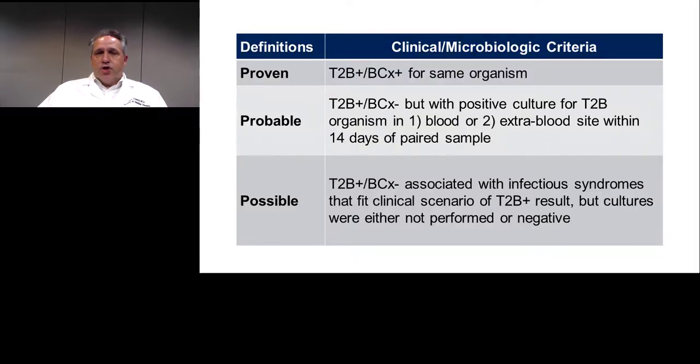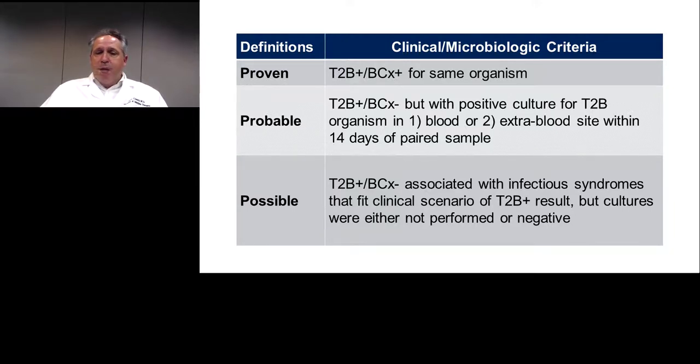So just to run through some definitions, here, a proven bloodstream infection was defined as patients who had a positive blood culture. But recognizing that blood culture is going to miss a significant number of truly infected patients, definitions of probable and possible disease were also assigned.